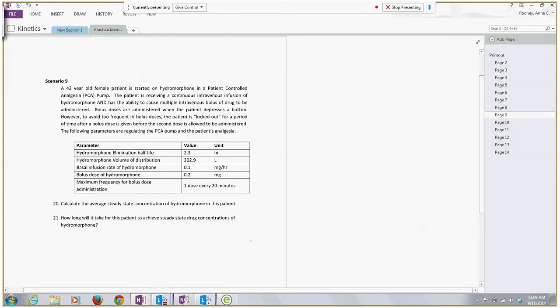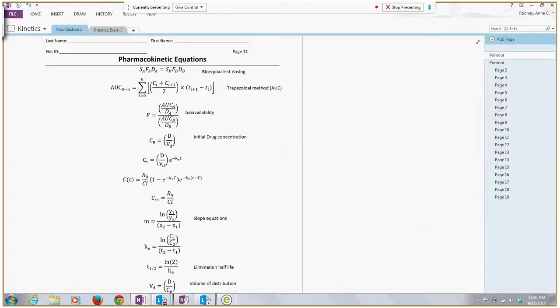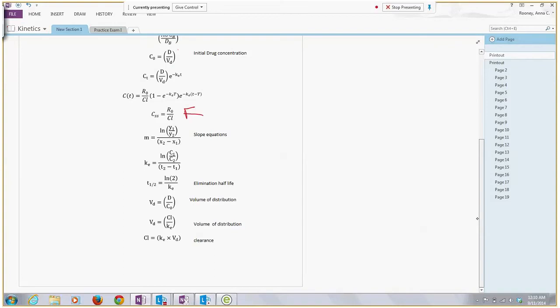So, we're going to calculate the average steady state concentration of the hydromorphone in the patient, which is number 20. So, the equation that we are going to use is this one. But we first have to find clearance. And clearance is, let me find it on this list. Clearance is this one. So, we're going to take that and put it in there. So we first have to find these, then we find those.